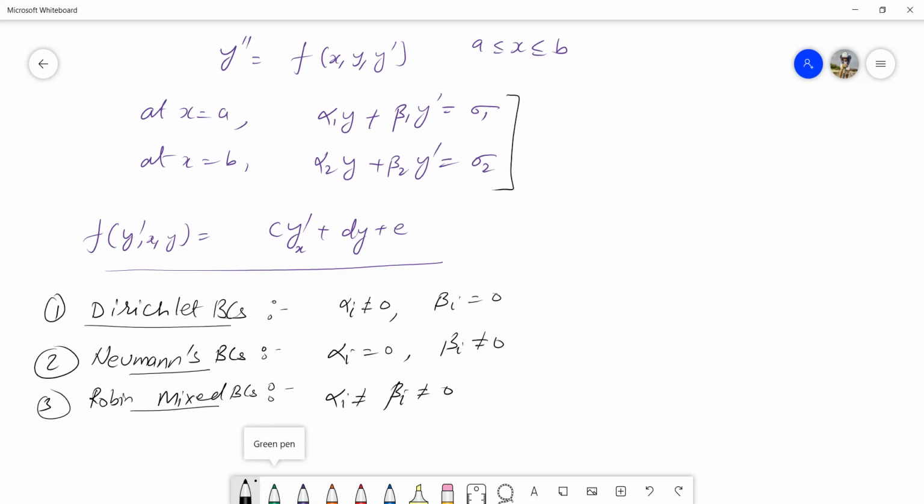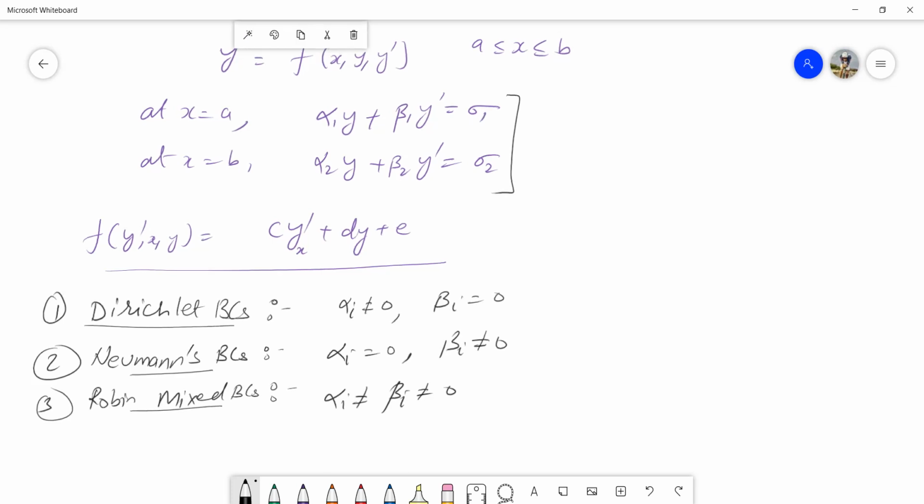Now as far as the solution of all these different types of boundary conditions is concerned, there are two methods which we'll be discussing. The first method which we'll discuss today is the finite difference method, and the second method is the shooting method. So we'll see the solution of the first method, that is the finite difference method, and the same method can be applied to any of these boundary conditions, Dirichlet, Neumann and Robin mixed. Clear? Now let's see what the finite difference method is.